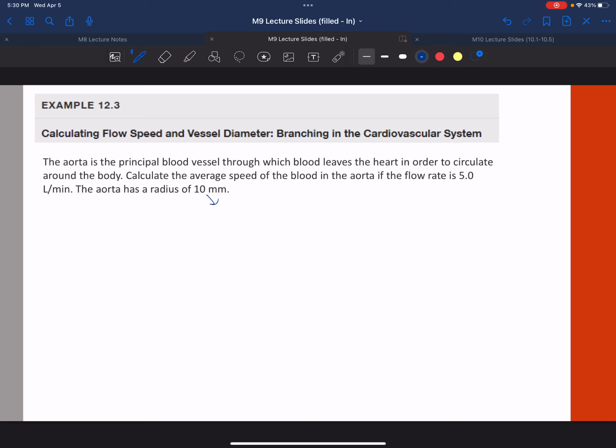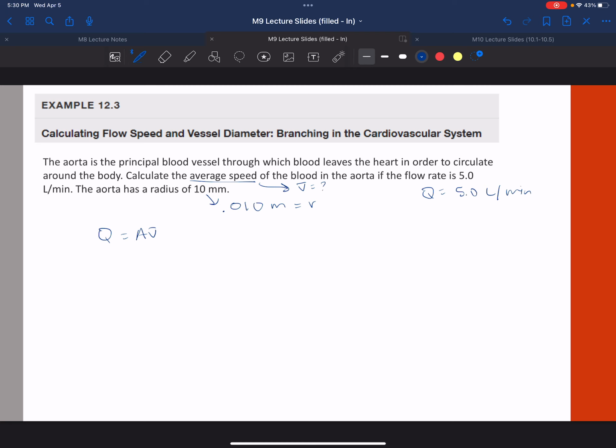Okay, 10 millimeters. Let's go ahead and convert that to meters. We know we can't ever have millimeters or centimeters or nanometers or anything like that. So that would be 0.010 meters. That's R. We already know our flow rate is 5 liters per minute. And what else do we know? Well, we know that if we're looking for average speed, that means we're looking for this. And we have an equation that lets us find that. So we just need the area.